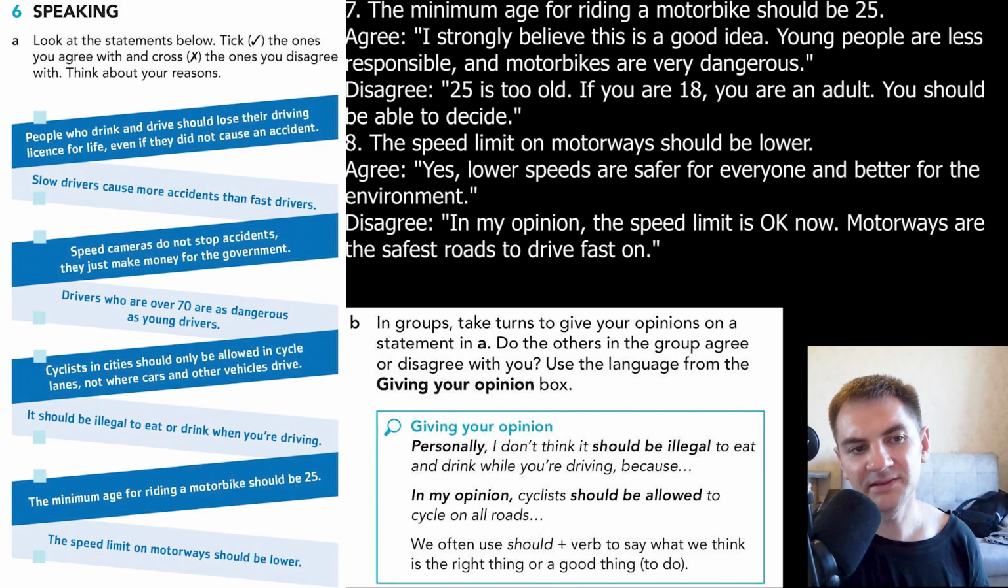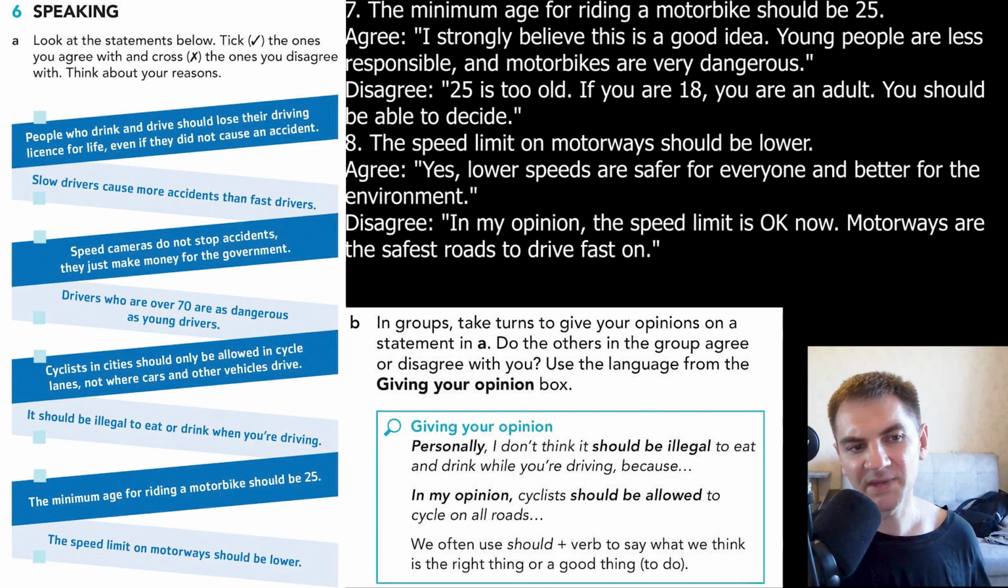Number 7. The minimum age for riding a motorbike should be 25. I strongly believe this is a good idea. Young people are less responsible and motorbikes are very dangerous. Disagree. 25 is too old. If you're 18, you're an adult. You should be able to decide.